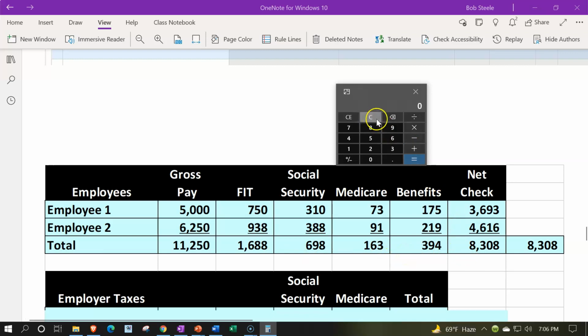You can think about the net check in total, meaning you can kind of think about this like it was one employee for all employees that earned 11,250 minus FIT in total 1,688 minus Social Security in total 698 minus Medicare in total 163 minus benefits in total 394 to get the net check of the 8,308 in total.